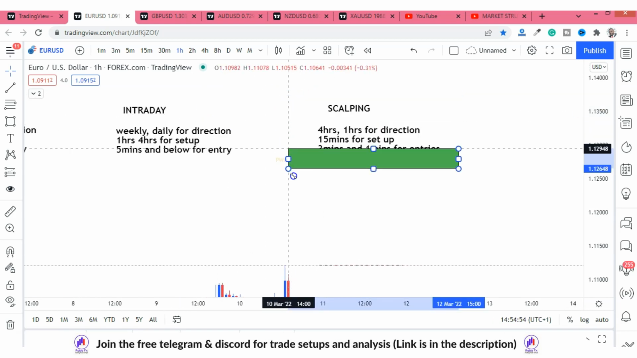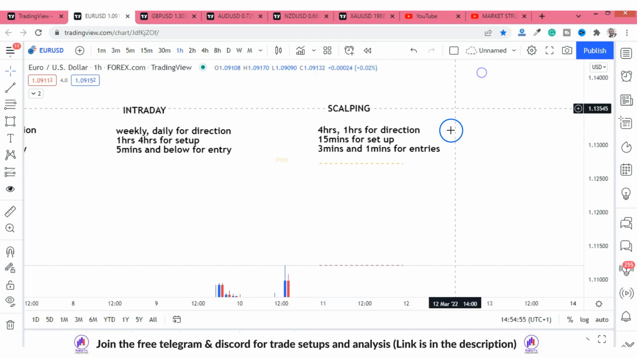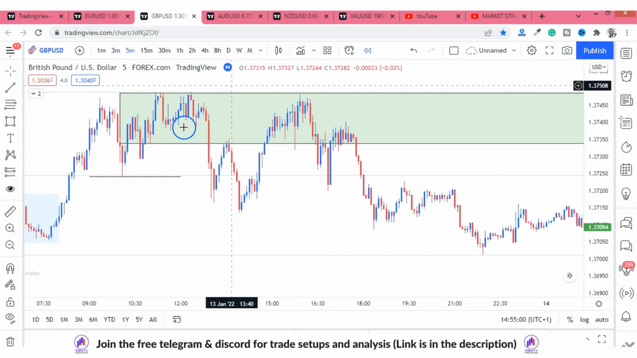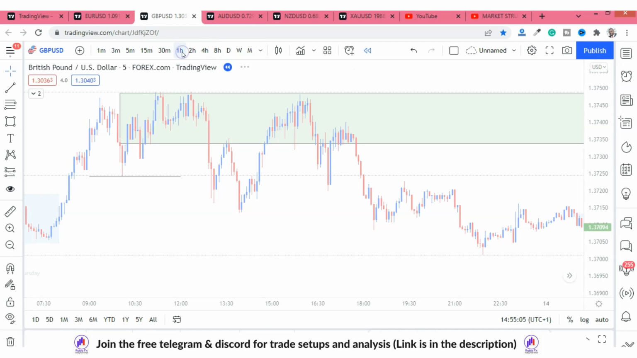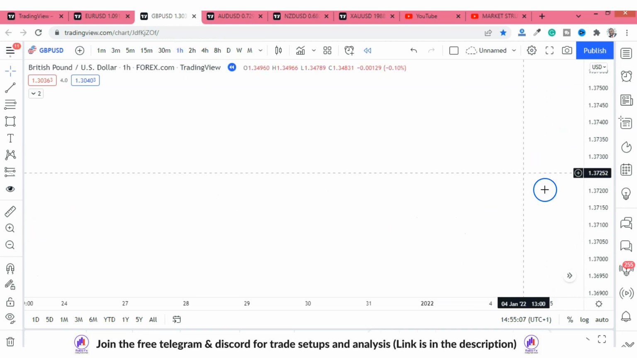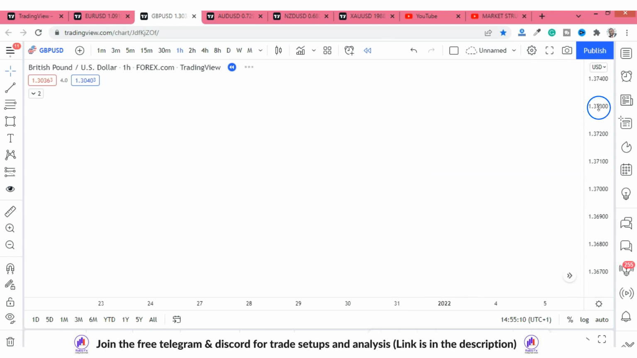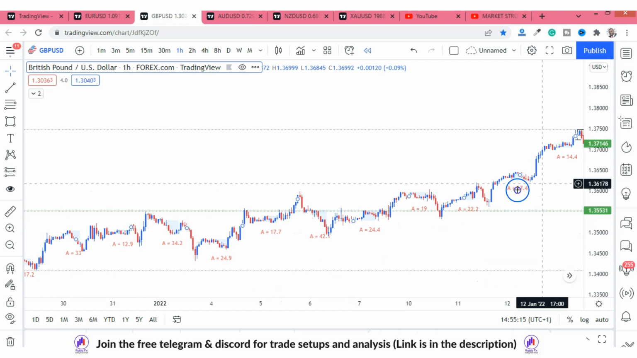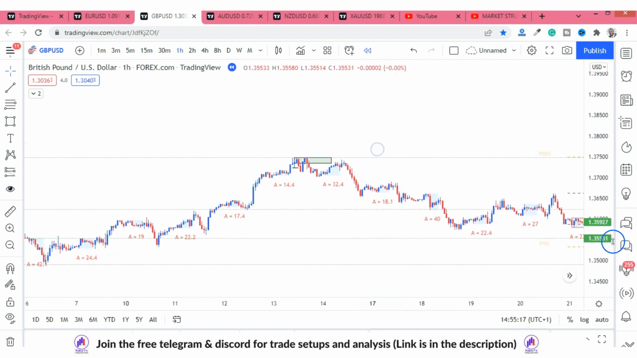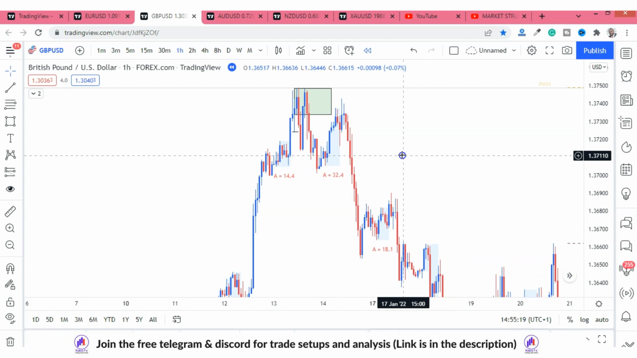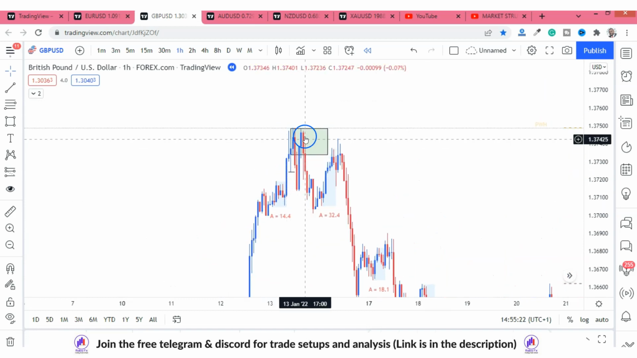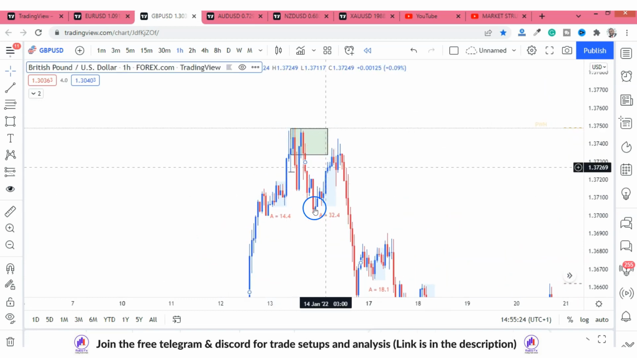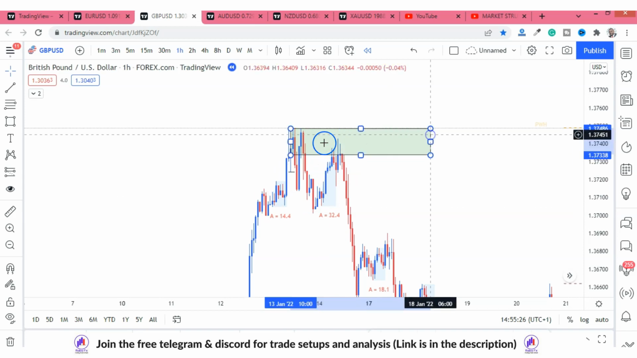Then the last one is scalping. For a scalper, you can use the 4 hours or your 1 hour for your direction. Let's go to the 1 hour as direction. What is the 1 hour telling us? This is where we are looking at. Because we have a break here, we're expecting price to trade lower, and we maybe wait for double confirmation.